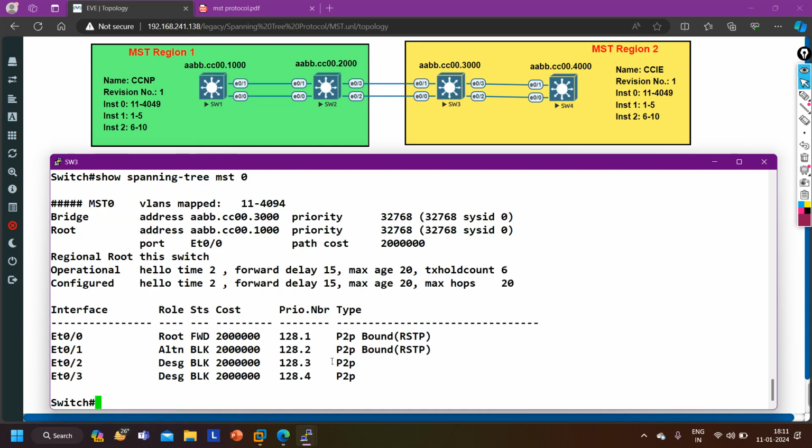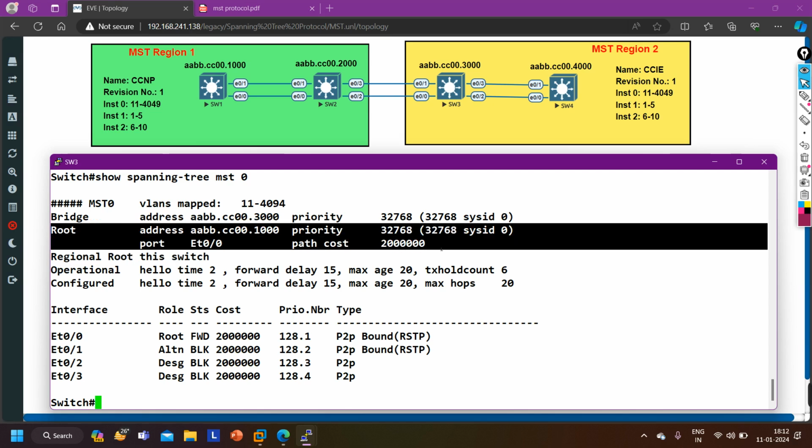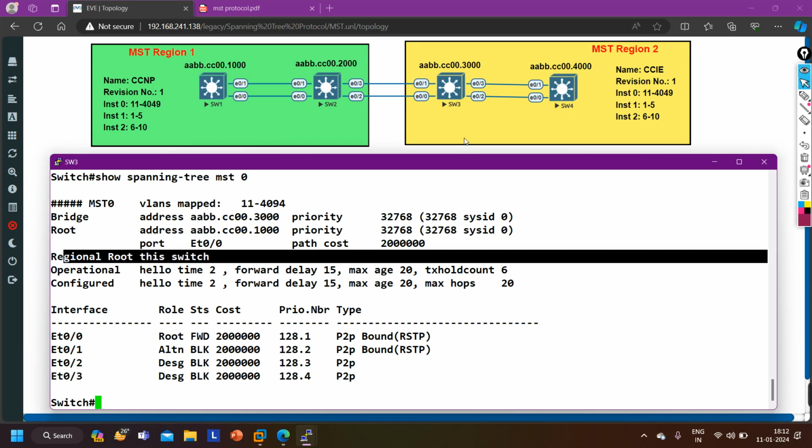Fine. Now on this switch, if you run the command show spanning-tree mst, let's say instance 0, you can see we have two pieces of information. One is the regional root bridge and the other is the root bridge. This is the information of the inter-regional root bridge, guys. It means switch 1 is the CIST, inter-regional root bridge, or you can say the common internal spanning tree root bridge. This is the MAC address of switch 1, and the regional root bridge is this switch. Switch 3 is the regional root bridge in this domain.